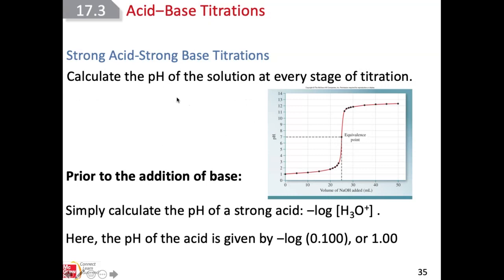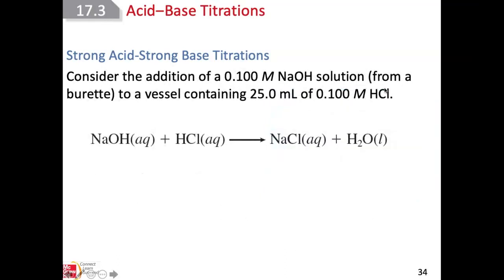Now they're asking us to calculate the pH of the solution at every stage of a titration. Let's say prior to the addition of a base. Prior to the addition of a base, in the beaker we only had acid. We simply can calculate the pH of a strong acid. The concentration of this strong acid is 0.1 molar, and we know it completely, 100%, ionizes into H plus and Cl minus. So that means the concentration of H plus is also 0.1 molar.